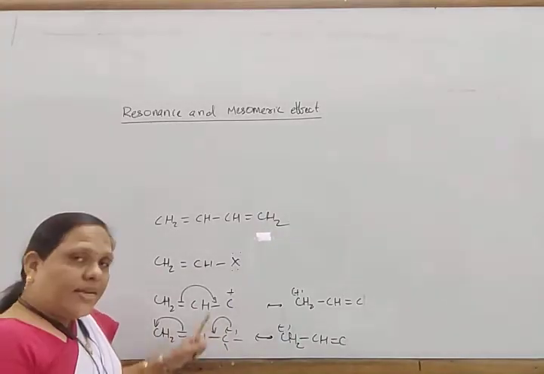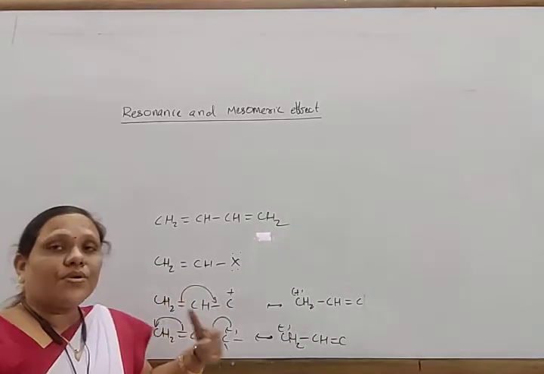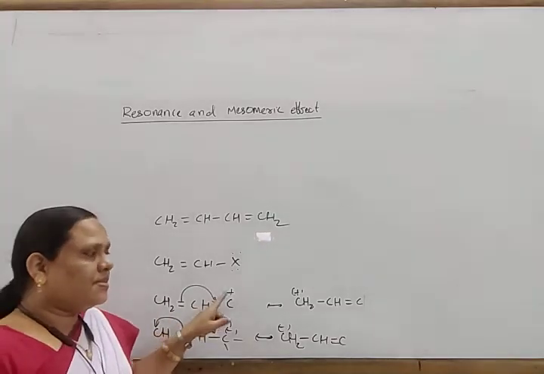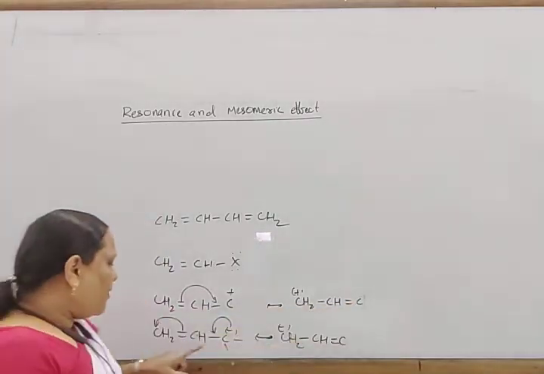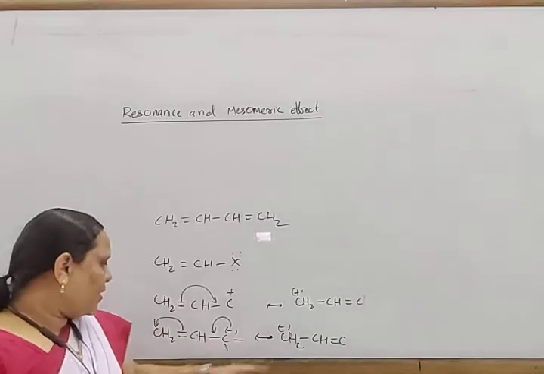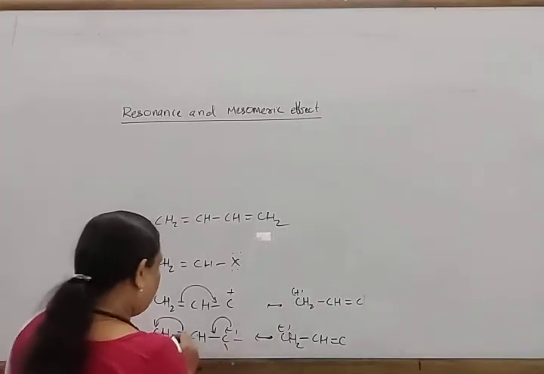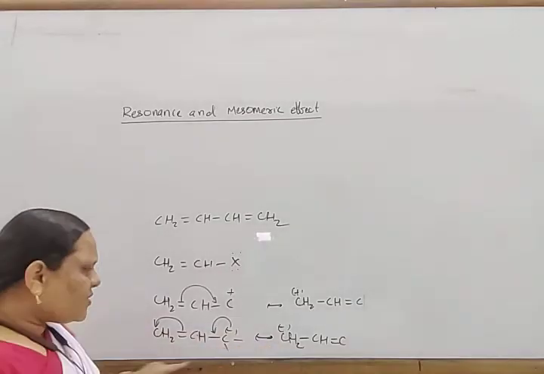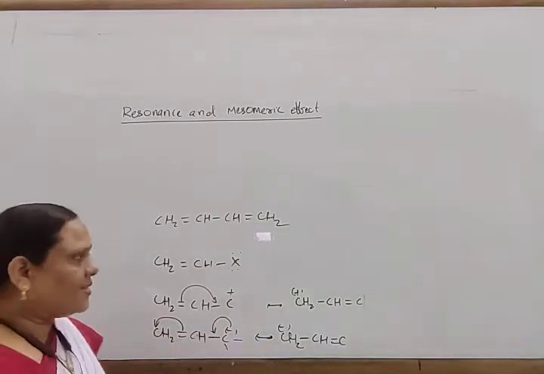So from where the electron comes, if it carries positive charge, then it becomes no charge, and if it carries no charge, then it gets a negative charge. In this way, you have to assign the charges.